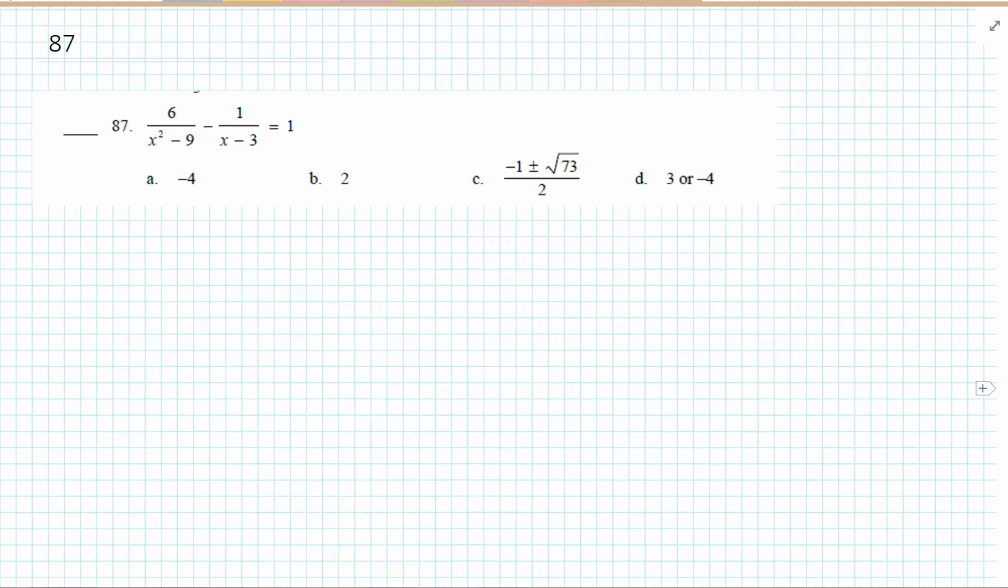87. 6 over x squared minus 9 minus 1 over x minus 3 equals 1. Okay, well, x squared minus 9 is a difference of squares, so we can rewrite this as 6 over x minus 3 times x plus 3, minus 1 over x minus 3 equals 1. Well, what can I do to that first term to get the denominators to be the same? I can multiply the top and bottom by x plus 3.